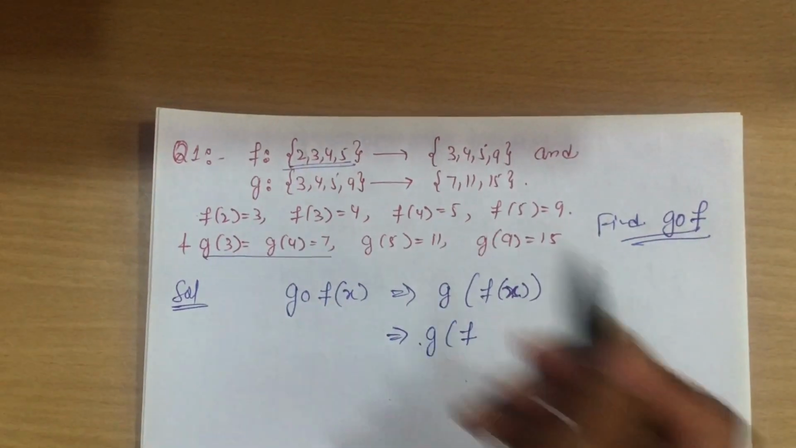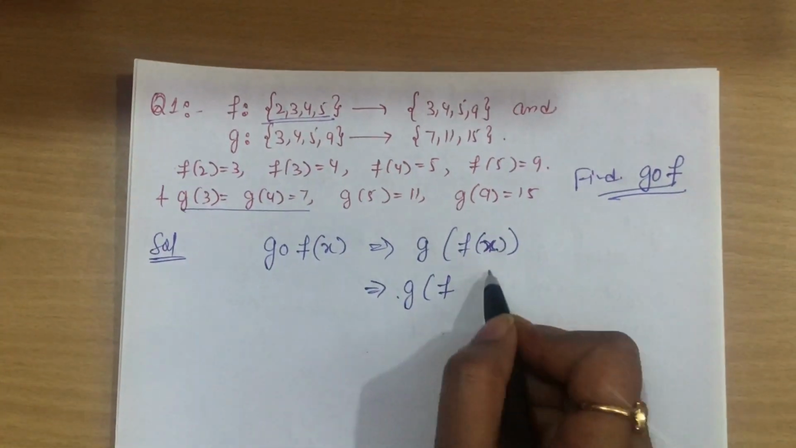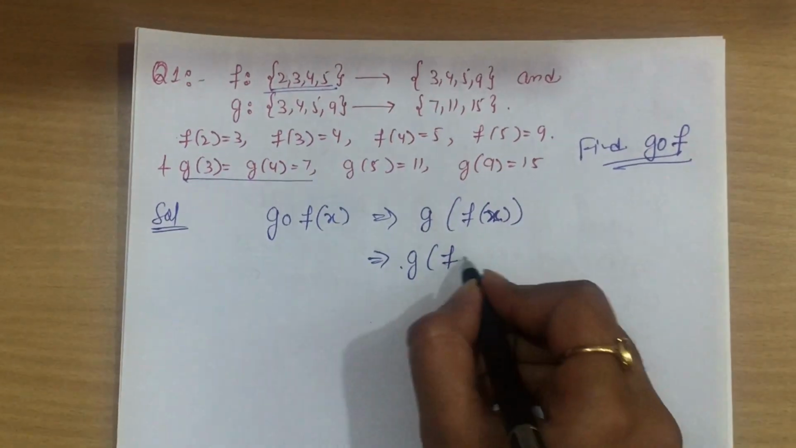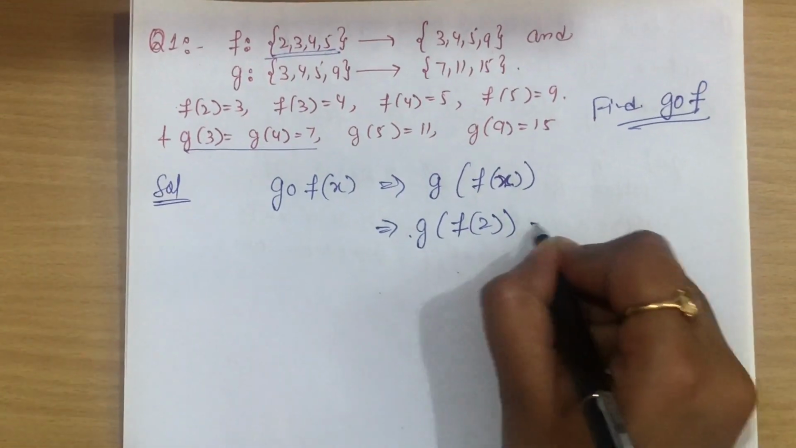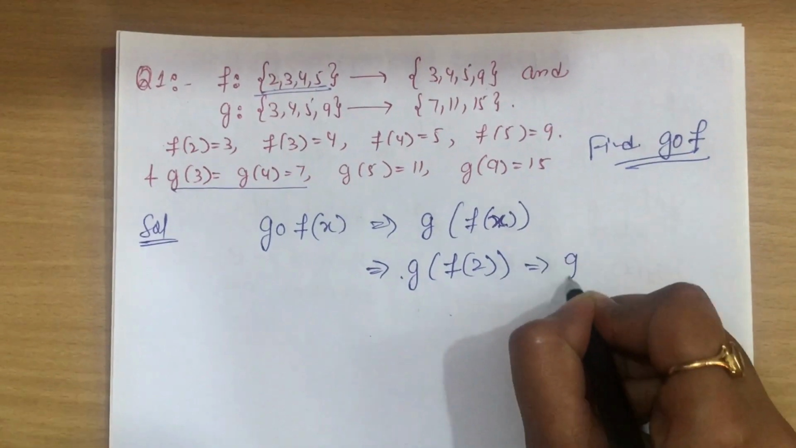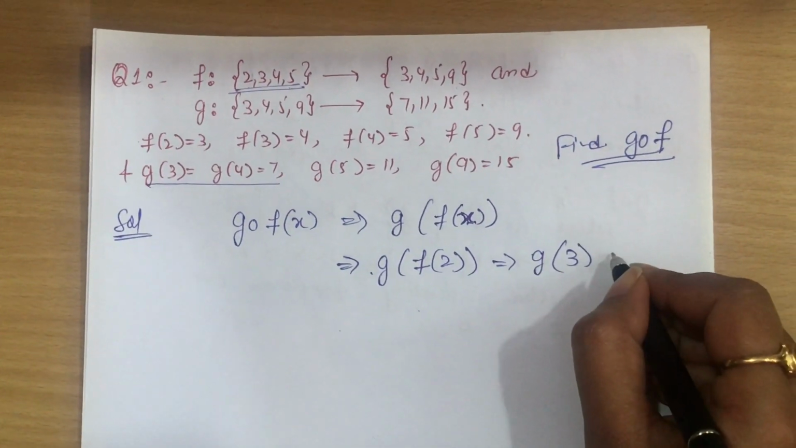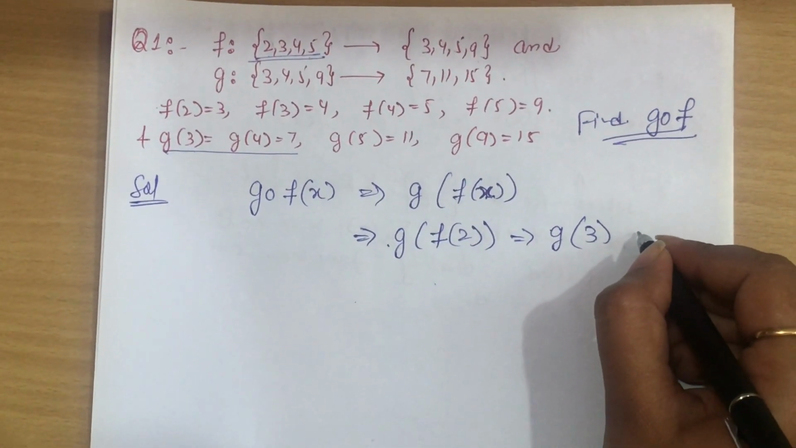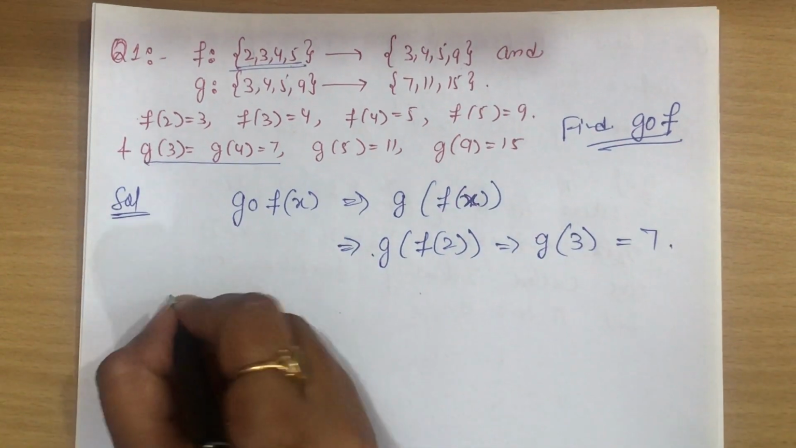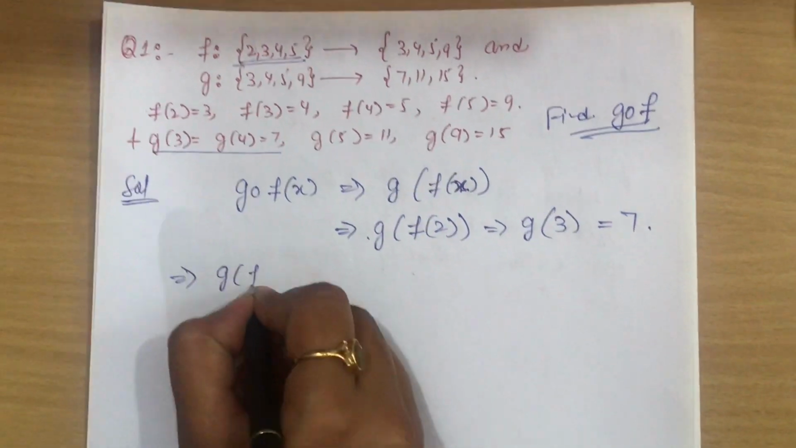So by substituting 1 by 1, for example x is equal to 2, so you will get f of 2. And what is f of 2? f of 2 is given by 3. So student, g of 3 is equal to what? g of 3 is equal to 7. Okay, so next, keep watching now, g f of 3.